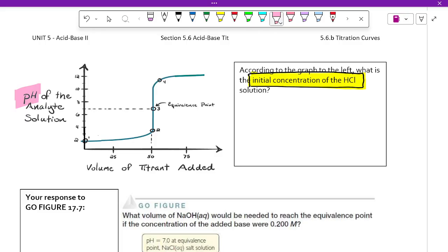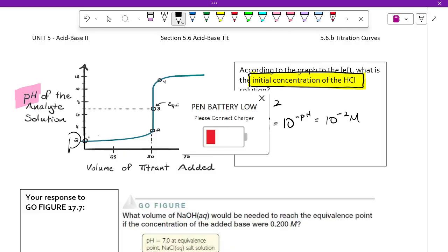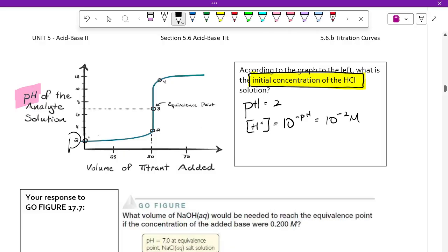Okay, so good thing most of you noticed that the pH at the initial concentration was 2. And therefore, you notice that the concentration of the hydrogen ion would be 10 to the negative pH, which would be 10 to the negative 2, which you could also write as 0.01. I'm going to do that because it just looks more like a regular concentration.